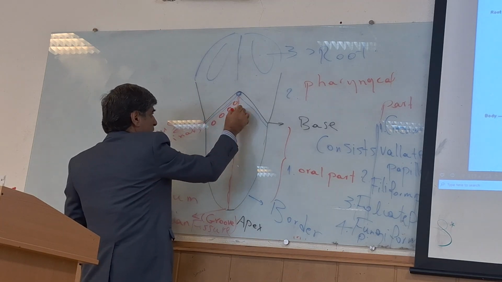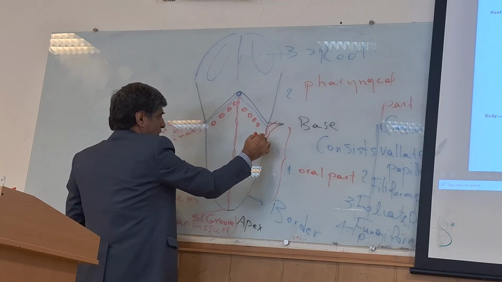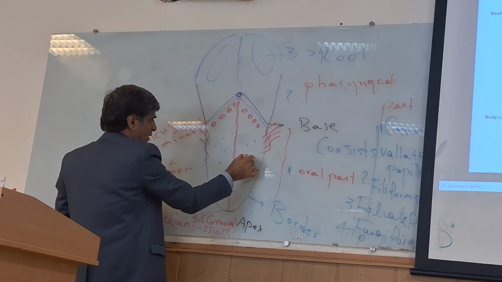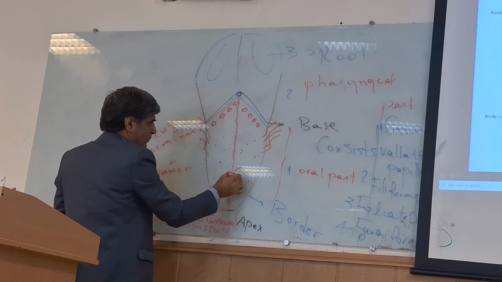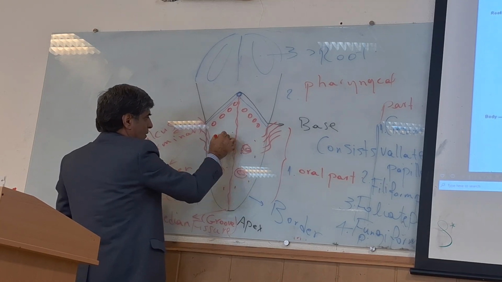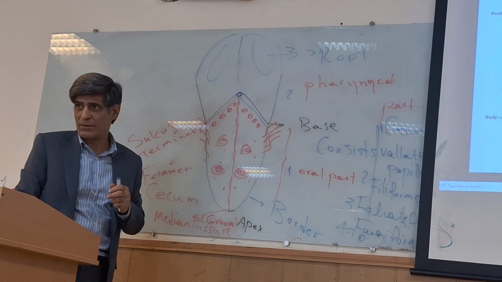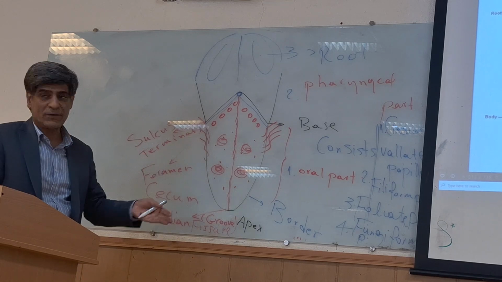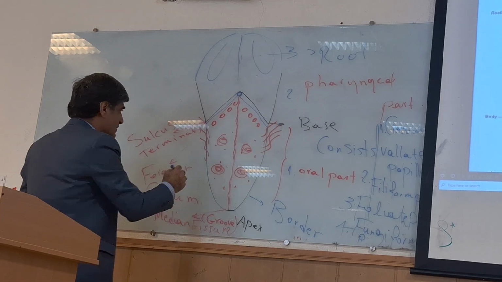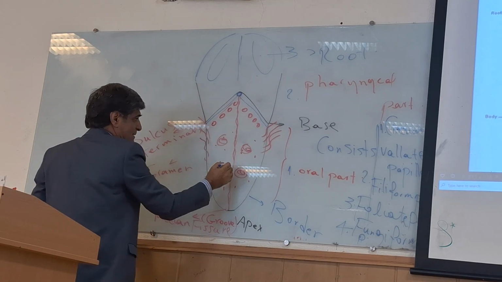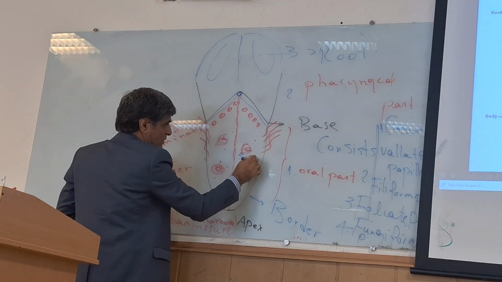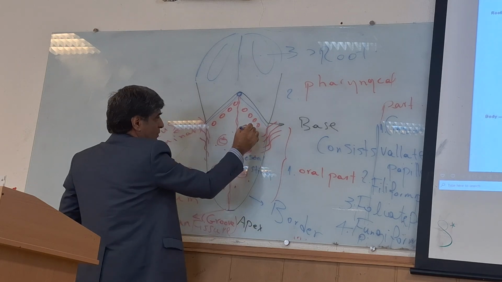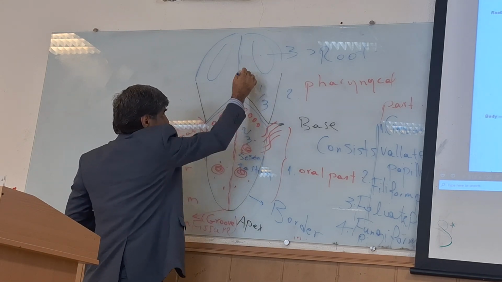Vallate papilla, foliate papilla, filiform papilla, or fungiform papilla. Circumvallate, filiform, foliate, fungiform. And the innervation: sensory and taste. This part has two types, one type, and the root.